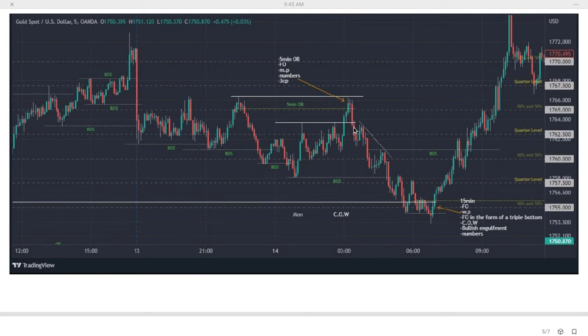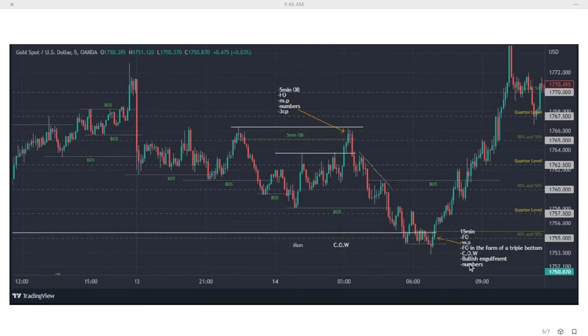Now, after the completion of the fake out and the 3CP, I'll enter my trade right here. And with every BTS, best trade setup, I always look for price to eventually reach the low of the day, which is right here. And as you can see, price did exactly that. Now, these are just the confirmations from the 15-minute time frame.